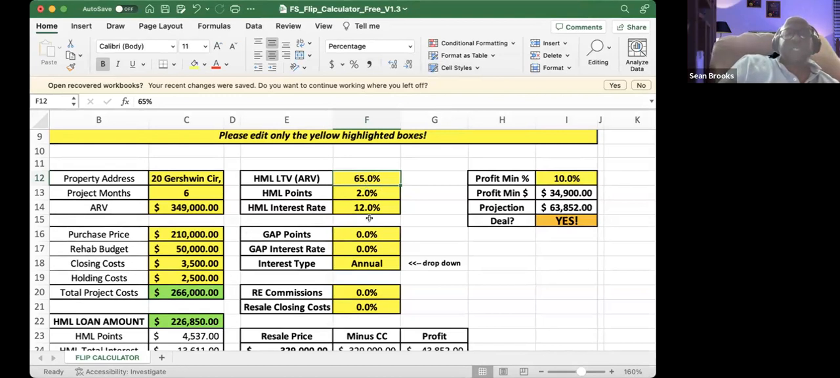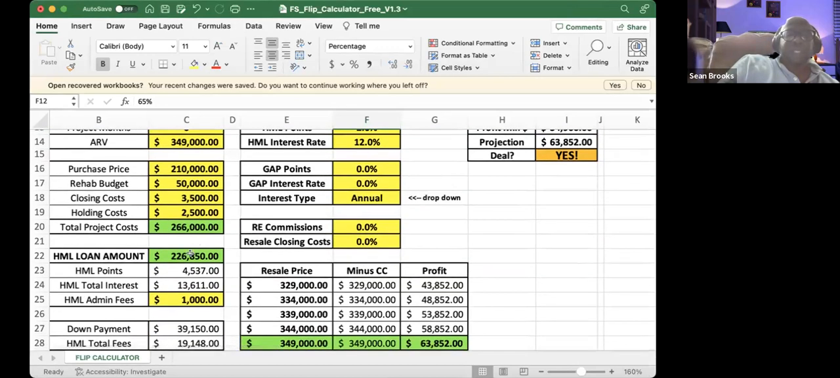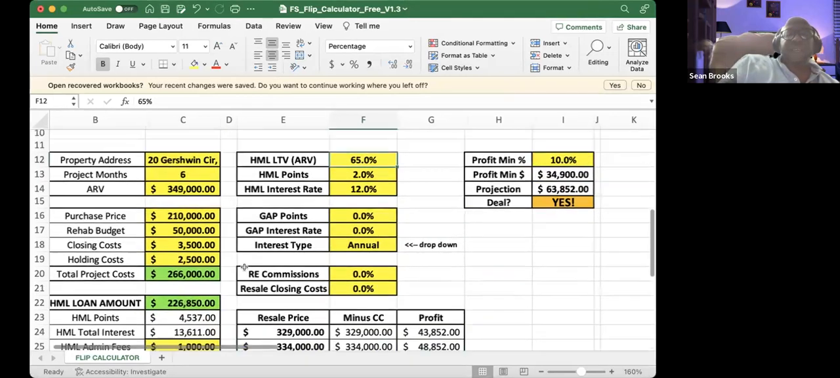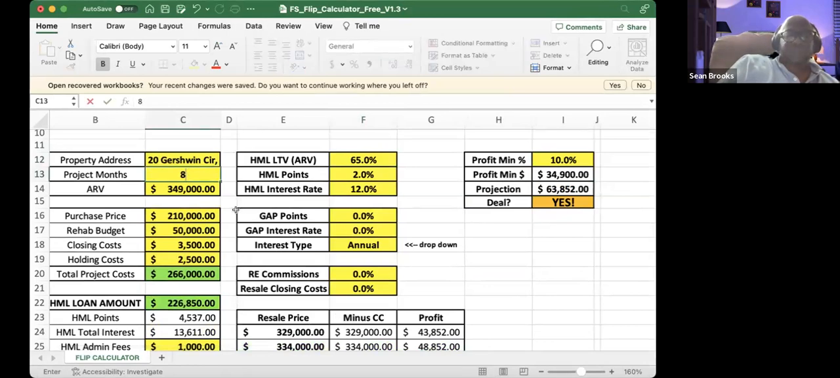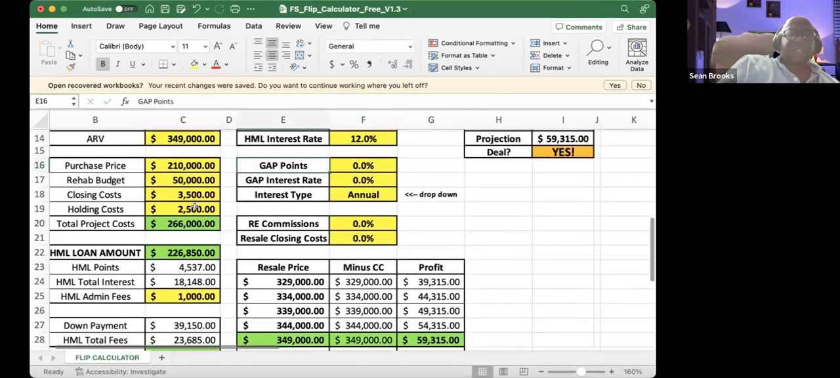So 2% of this, and then they ask for the interest rate, 12% over 6 months, which is around 6% total. So take the 266,000, and the HML points are going to cost you $4,537. Total interest, 1366. Right now, let me show you something. If you change this to, see how that number just jumped up? It jumped up tremendously, 18,000. All right, so we're going to put it back to 6.